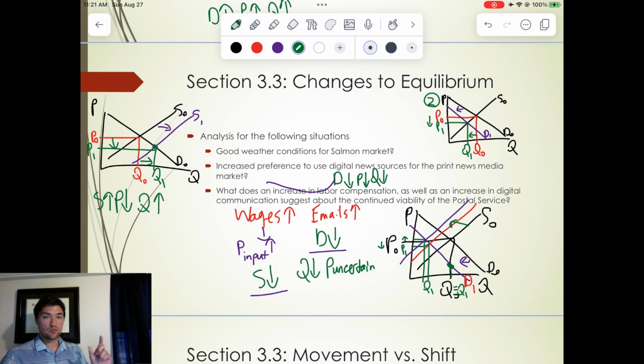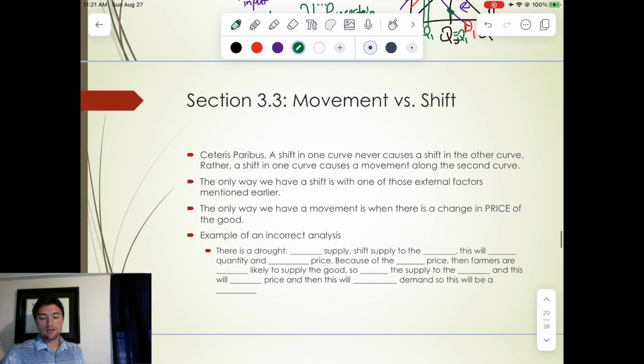We had a situation where we changed the demand for the Postal Service, and then we had something that changed the supply for the Postal Service. Those were two different things. It wasn't, hey, because people are using less emails, we have to change the supply. That's not what's happening here. So what is happening is the fact that your demand's changing. That's going to have a movement on the supply curve.